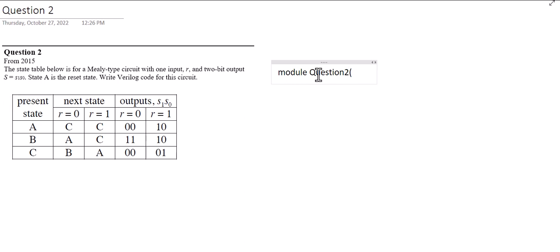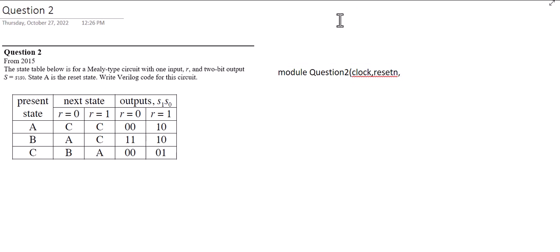Then we're going to put our inputs and outputs. So we have the clock, and then reset in, which I use because that's what all my examples have. So I like to copy from my examples.